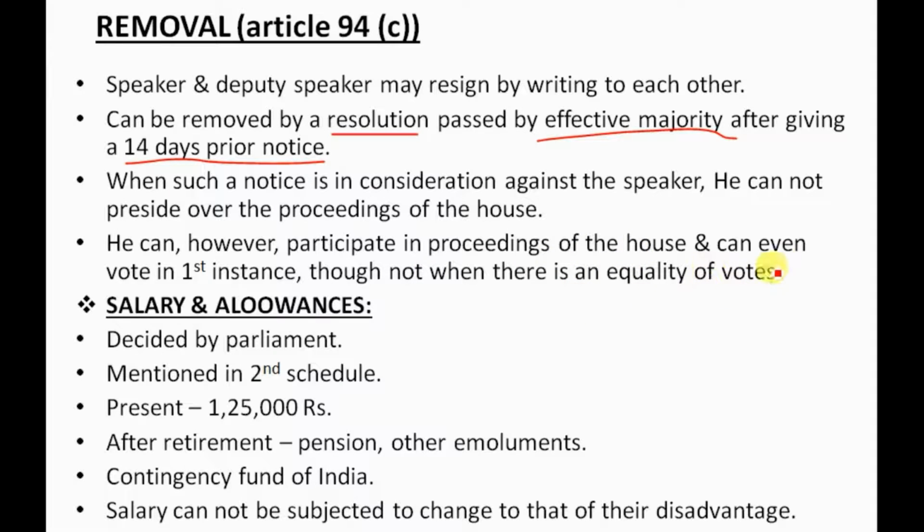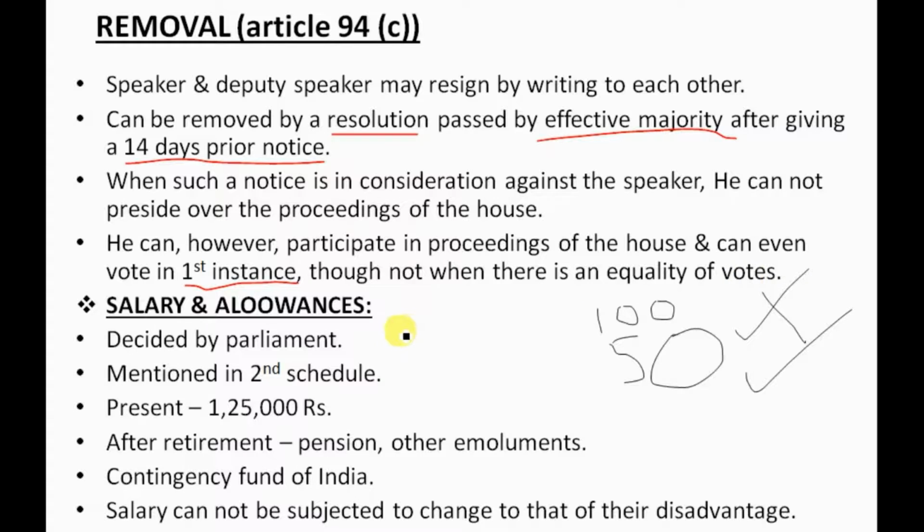And when there is voting regarding a particular issue, then he can vote on that particular thing. In the first instance he can vote, but later when there is a tie between the voting for a particular bill, at that particular time the speaker cannot vote. That's what is mentioned here, that in the first instance she can vote, but when there is a tie between the house members, whether a bill has to be passed or not, at that particular time the casting vote cannot be cast by the speaker. That is mentioned here: she cannot vote when there is an equality of votes.